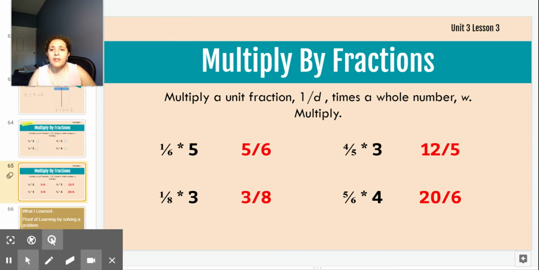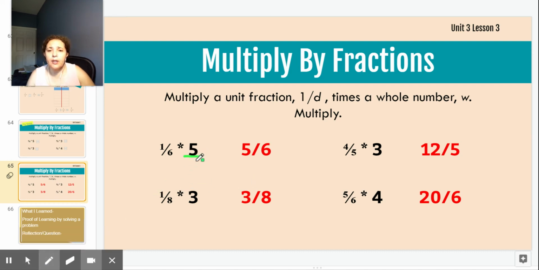Okay, so 1/6 times 5, your answer should be 5/6, right? Because if you put a 1, you got to put a 1 under in the denominator. 1 times 5 is 5. 6 times 1 is 6. 4/5 times 3, got to put a 1 underneath my denominator. 4 times 3 is 12. 5 times 1 is 5. 12/5. Okay. Put a 1 underneath for my denominator. 1 times 3 is 3. 8 times 1 is 8. 3/8. And got to put a 1 underneath my denominator. 5 times 4 is 20. 6 times 1 is 6.